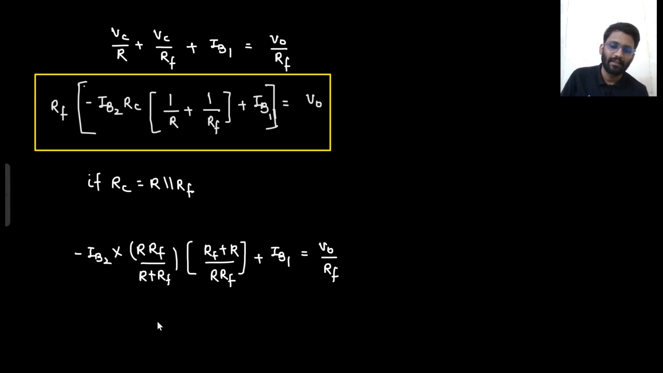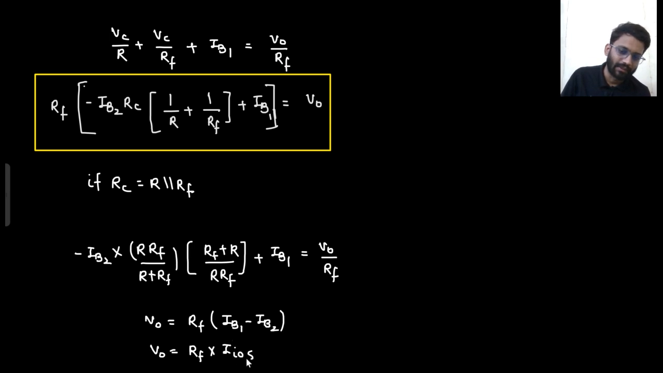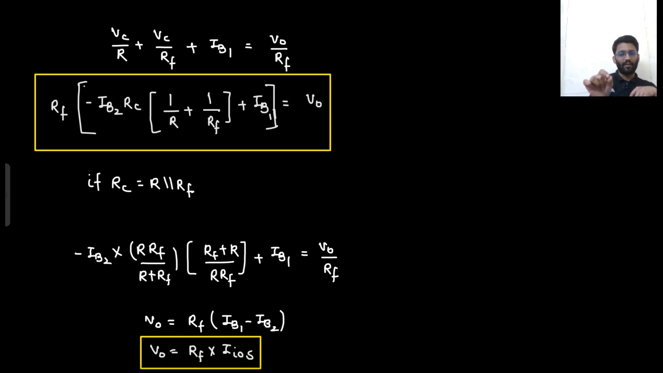This and this get cancelled. So what are you getting at the output? You are getting at the output RF into IB1 minus IB2. Can you write this IB1 minus IB2 as offset current? So RF into IOS. Yes or no? Right? So this is the output voltage you are getting.